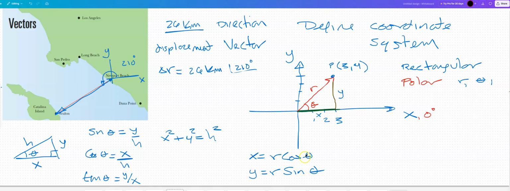If on the other side you start with the x and y, then you also can use these equations to find the angle, and r, the hypotenuse. To find the angle, you can say that the tangent of the angle is y over x. And to find the hypotenuse, you can just do the square root of x squared plus y squared.